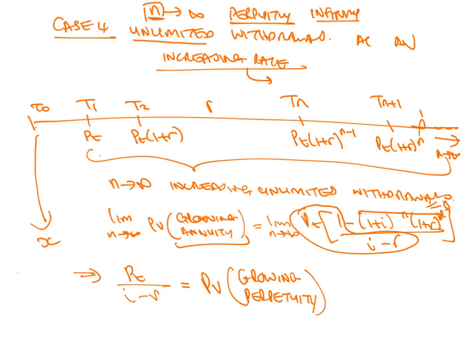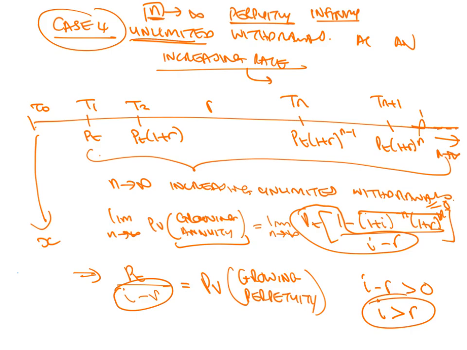So when I have an unlimited amount of withdrawals, but those withdrawals are increasing, the way in which I work out the lump sum that I need to deposit now is very simple. It's the amount that I'm going to withdraw divided by the interest rate minus the growth rate. Okay, so there's one important bit here. This I minus R needs to be greater than 0, which means that the interest rate must be greater than the growth rate. So when you're doing case 4, when you're doing unlimited withdrawals at an increasing rate, you need to check that your interest rate is bigger than your growth rate.